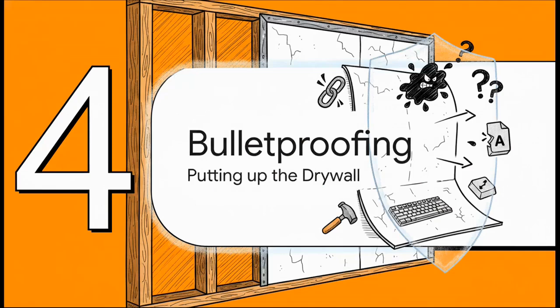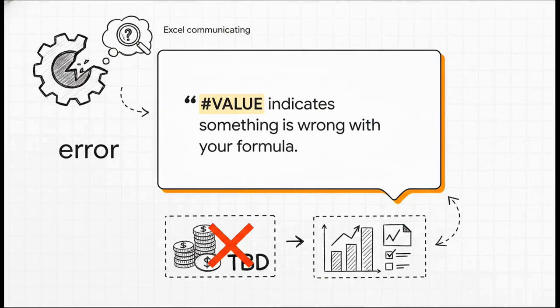Section 4: Bulletproofing Against Common Errors, Putting Up the Drywall. For our final construction phase, we have to fortify the model against those inevitable user mistakes, messy data imports, and broken links. Because a model that crashes when someone accidentally types a letter instead of a number is simply not finished. Now, let's be honest, seeing a spreadsheet light up with unexpected #REF! errors induces sheer cold sweat panic for a lot of us.